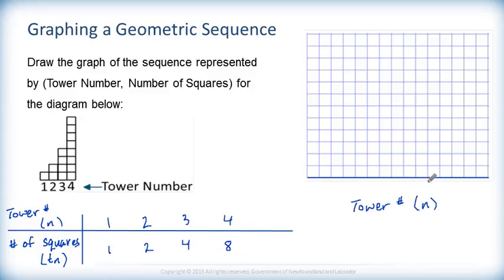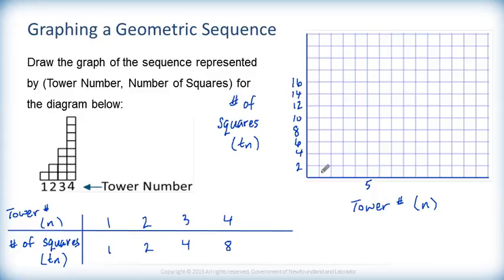Our horizontal axis is our n values or tower numbers. I'll just let that go by 1, and I'll just mark off every 5. Now our vertical axis will be our number of squares, our t sub n values. I'll go up by 2's. Plotting those points, 1, 1 would be here, 2, 2 here, 3, 4 right here, and then 4, 8 right here. And let's put in the fifth one.